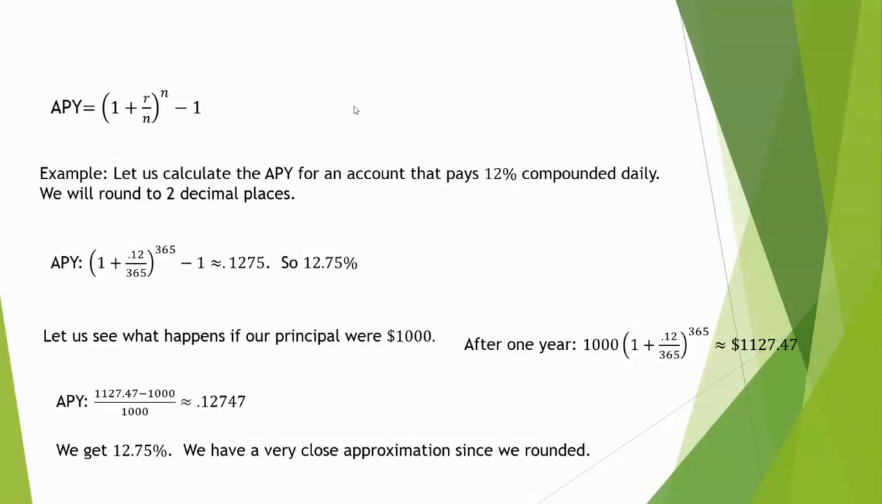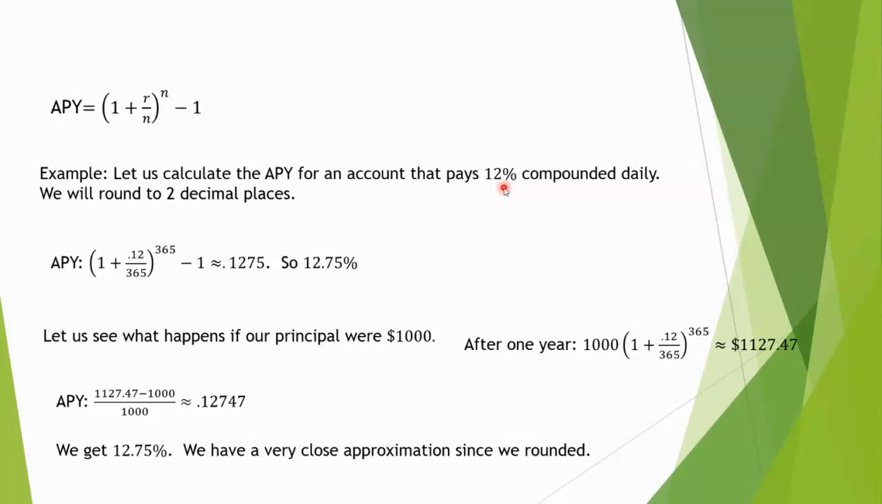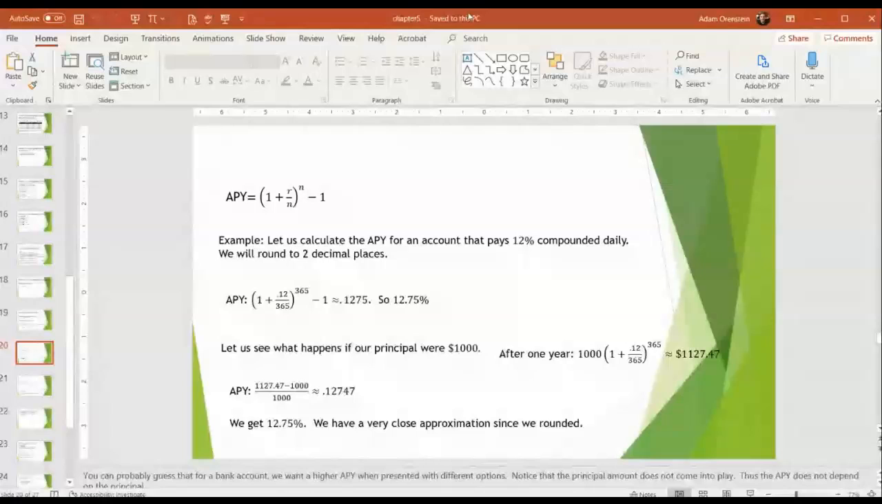Okay, so again, this is the formula. I figured we'd do another example or two. So let us calculate now the APY for an account, and the account pays 12% compounded daily. So again, we just need R and N. R is the percent as a decimal, so in this case, it's 0.12. Now, N, it's compounded daily, so N would be 365.